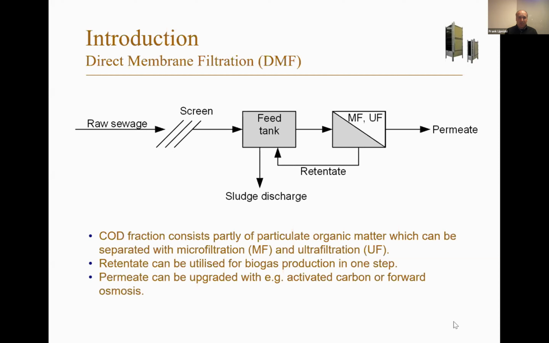And then the concept is based on the fact that the COD fraction consists partly of particulate organic matter which can be easily separated by microfiltration and ultrafiltration. What we want to do with the retentate and also the sludge is use it for biogas production, so we want to produce energy. And one thing we looked at is the permeate after the ultrafiltration, microfiltration. Here we want to upgrade this permeate with activated carbon and forward osmosis.